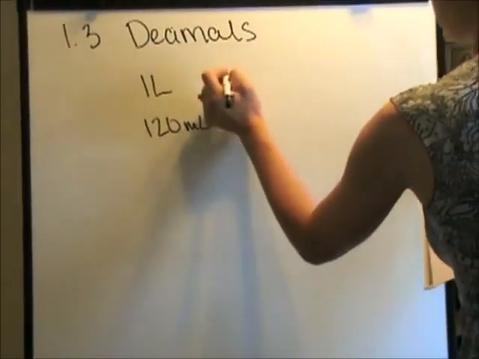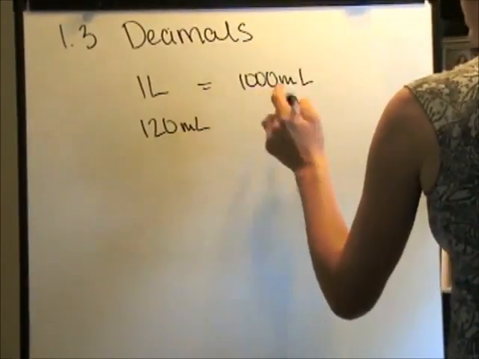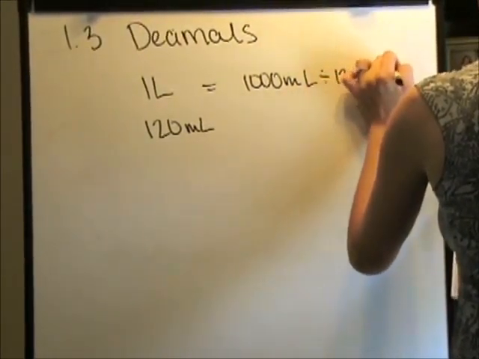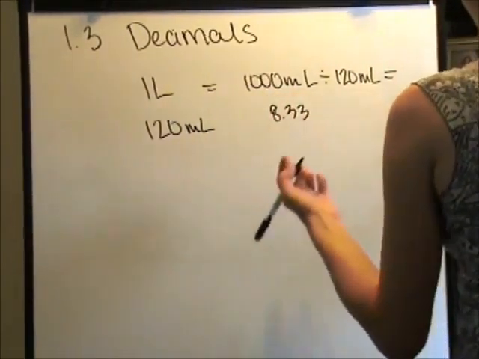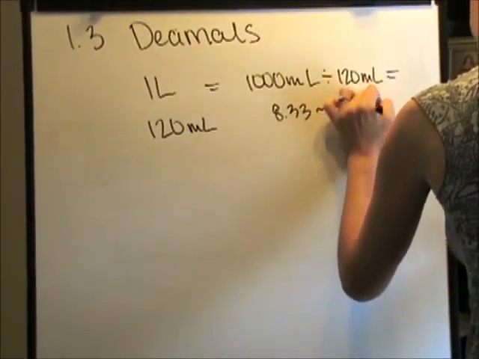Well, we know that 1 liter equals 1,000 milliliters. So we're going to take 1,000 milliliters and we're going to divide it by 120 to see how many bottles we can get. That works out to 8.33. We can't have 8.33, so we're always going to round down, so you'll have 8 bottles.